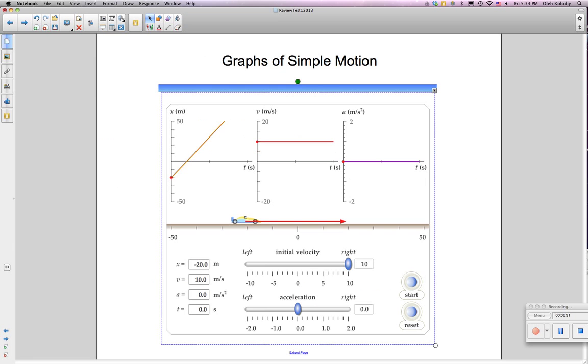Now, once we give it an acceleration, then the position versus time is not a straight line anymore, but the velocity versus time graph is in fact a straight line for constant acceleration, and the slope of this line is in fact the acceleration.